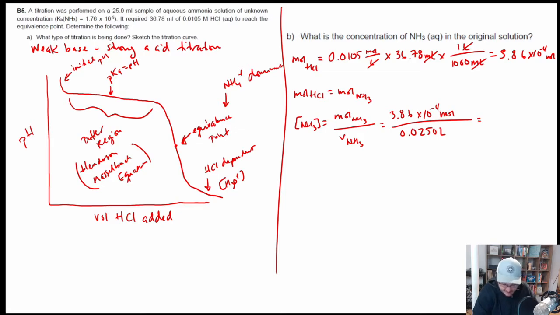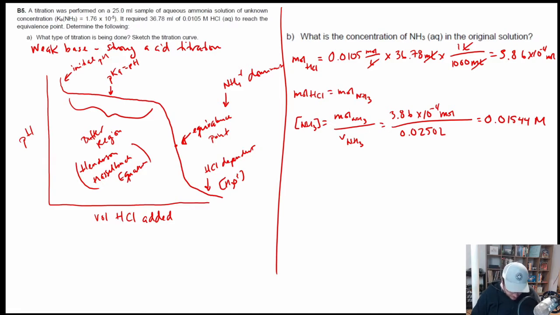And so what we get in this case is 3.86 times 10 to the negative 4 divided by 0.025 is a concentration of 0.01544 molarity, right? Which, let me just double check. B5, right? Which is what I have on the key. That's all it is, right? In that case, identifying what the equivalence point actually means. So we know then what the initial concentration was of the ammonia, which is great.